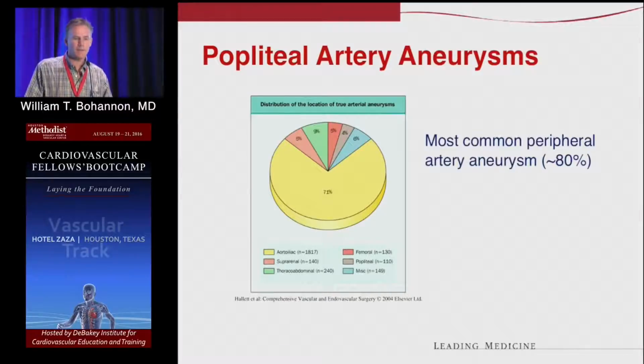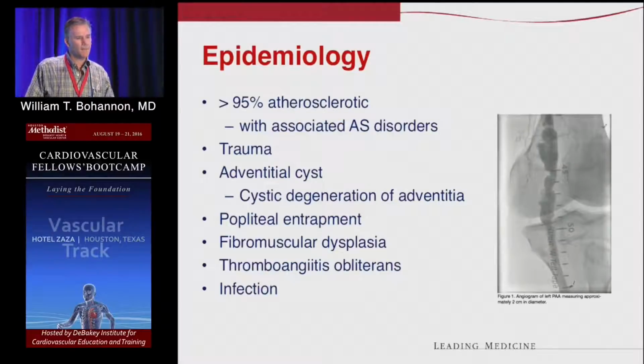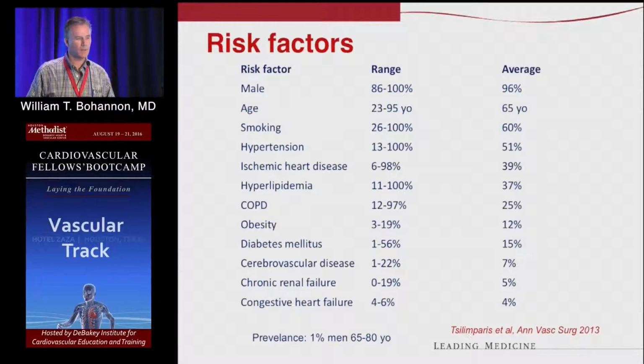The popliteal aneurysms are the most common peripheral artery aneurysms, about 80%. About 95% of them are atherosclerotic in origin. There's smaller percentages that are involved in trauma, adventitial cystic degeneration, entrapment, dysplasia, fibromuscular dysplasia, and infection and whatnot.